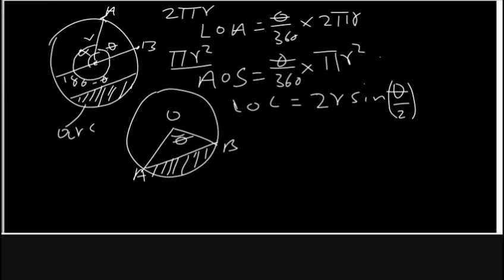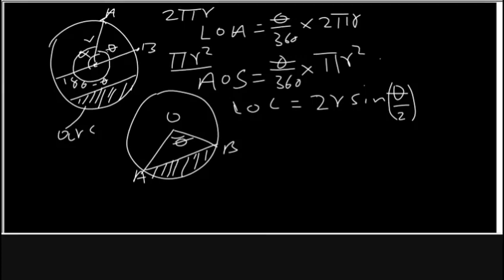When we get the area of the sector, we subtract the area of the triangle from the area of the sector. That will give us the area of the segment. Now, the big question is, how do we get the area of the triangle? Remember, we have three major ways to calculate the area of a triangle.